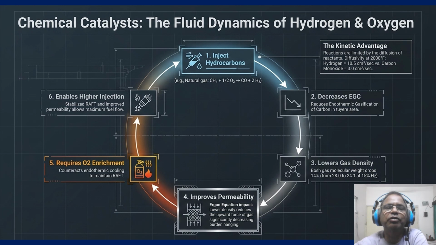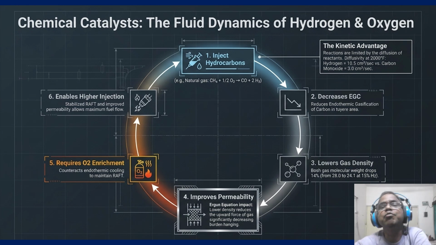That is about our chemical catalyst, the fluid dynamics of hydrogen and oxygen. The slide illustrates the virtuous cycle of hydrogen. Follow the circular flow: injecting hydrocarbons like methane produces hydrogen, which has a massive kinetic advantage. Hydrogen diffusivity at 2000 Fahrenheit is 10.5 centimeters squared per second, more than triple that of carbon monoxide. This lowers bosh gas molecular weight by 14%, dropping it from 28 to 24.1.